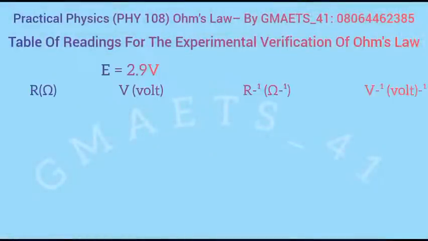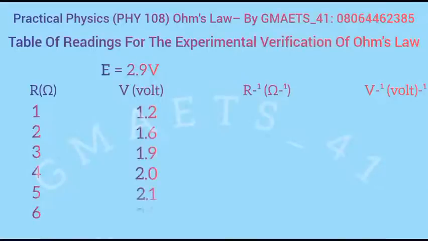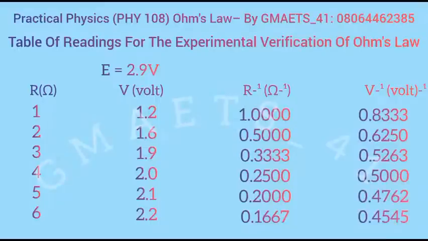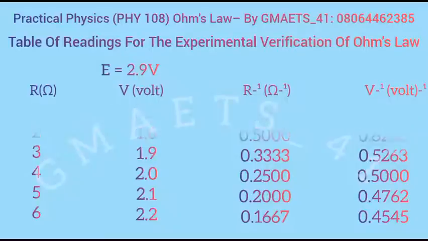Now you see that in the table of values presented on the screen, we have 4 columns. One is the column showing the resistance values used, from 1 to 6. In the second column, we have the values of the potential difference obtained for the different resistance values. In that previous practical physics class, we actually took the reading of the potential difference from the voltmeter. We went ahead to evaluate the inverse of the resistance, which is 1 over R, and the inverse of the potential difference, which is 1 over V.